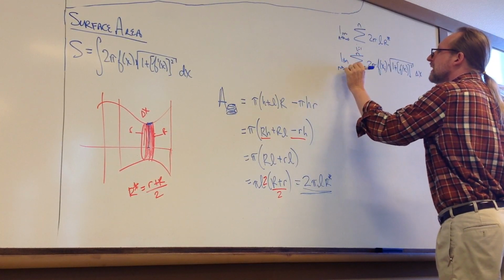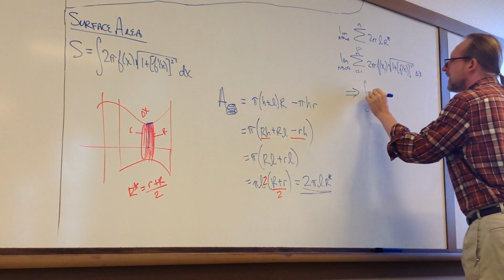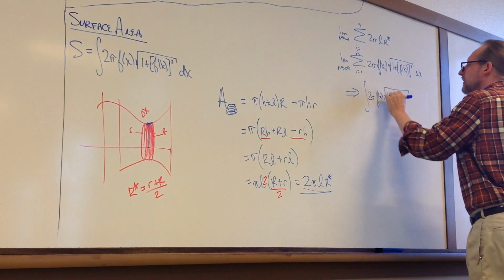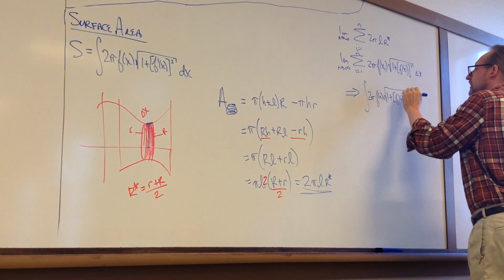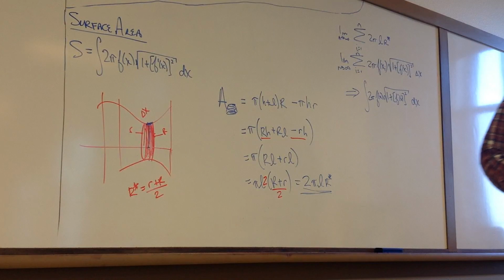Take the limit as n goes to infinity, and now we get an integral. This is 2 pi f of x, and then we get the arc length formula in there, the square root of 1 plus f prime of x, all squared, dx. And there's our formula.